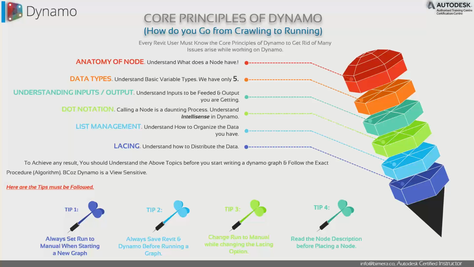So always save your Revit before you run any kind of graph, especially while playing with list management and while playing with lacing. These two are very dangerous things. Anatomy of a node will not affect anything with Revit or Dynamo. Data types, of course not. Understanding inputs and outputs, of course not. Dot notation, no. While playing with list management and lacing, these two are the main reasons your Dynamo and Revit get corrupted. It will suddenly close your Revit and it won't ask you to save your data either. Okay, so this is how it happens.